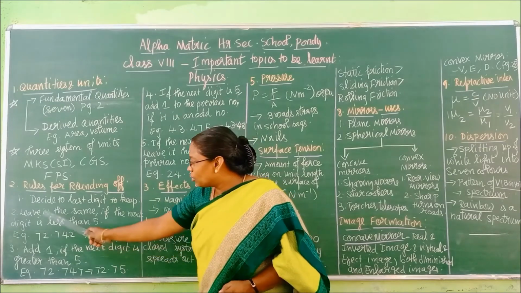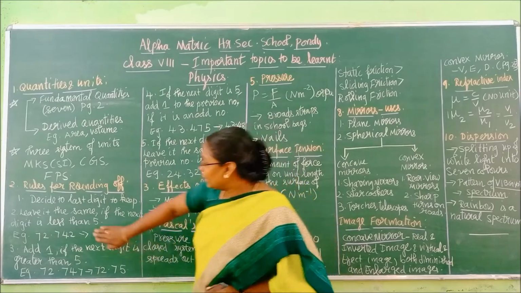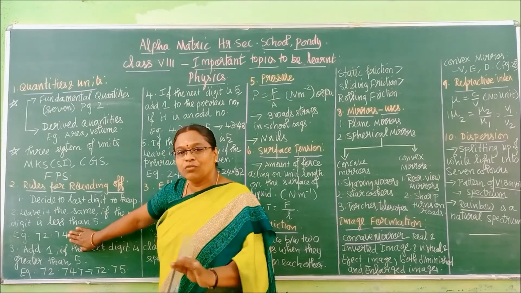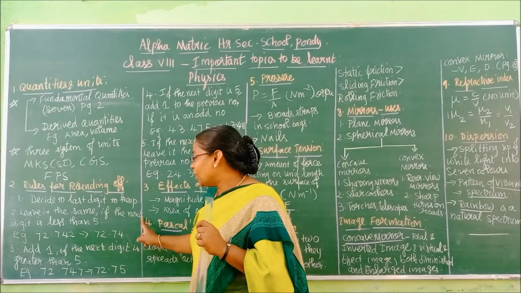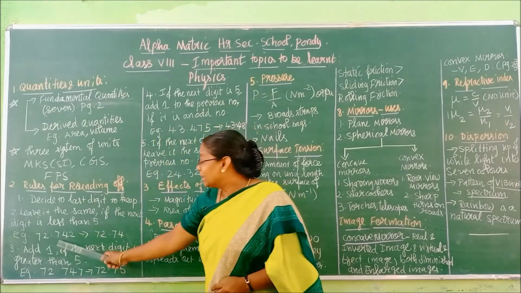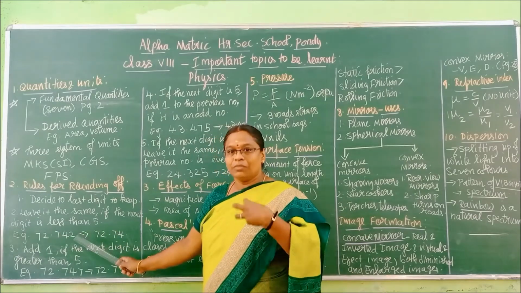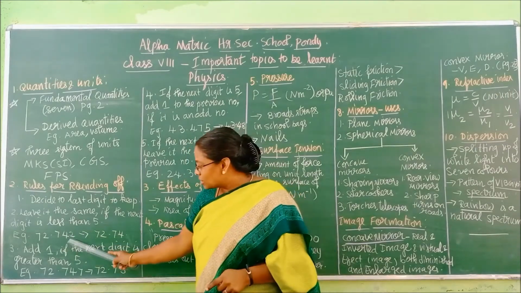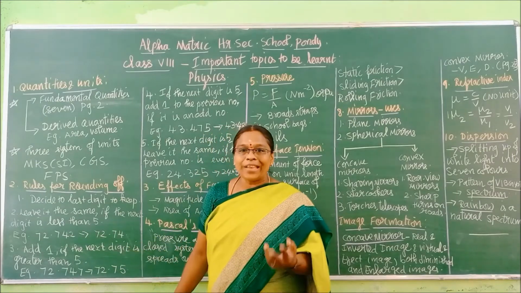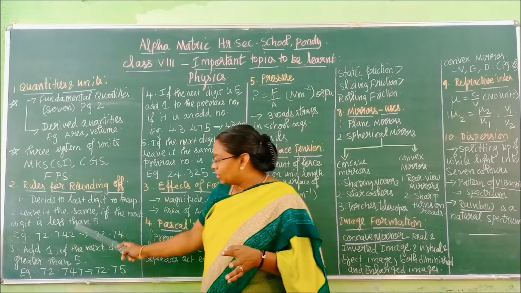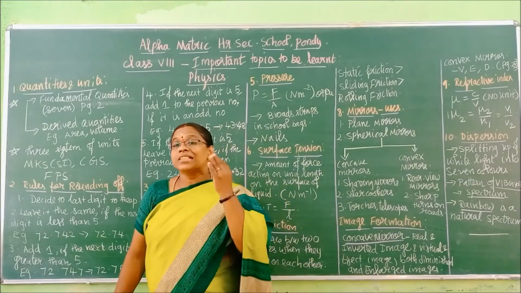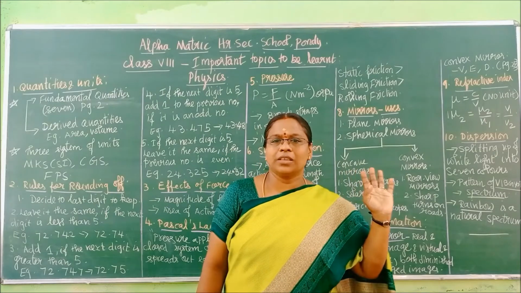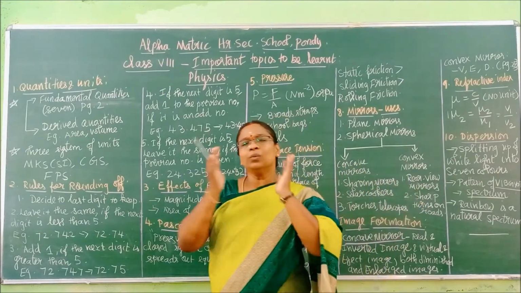Now read the rule: leave it the same. Leave it the same means what? Up to the second digit, till there only we are going to round it. 72.74 we have to leave if the next digit is less than 5. The next digit after the second digit is 2, and obviously 2 is less than 5. So what do we have to do? If the digit next to the rounded off digit is less than 5, we leave it as it is with the second decimal. Don't worry about the third, fourth or fifth decimal places, whatever they are. Leave it with the second decimal.